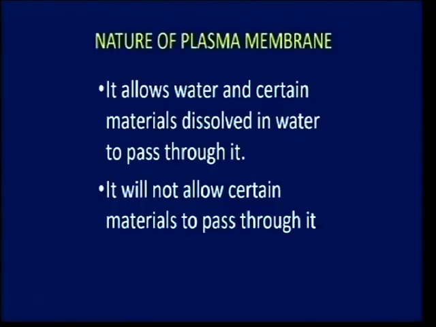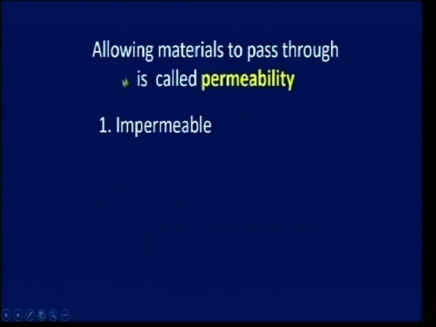So let's see the nature of the plasma membrane. It allows water and certain materials dissolved in water to pass through it. It will not allow certain substances or materials to pass through it. Allowing materials to pass through is called permeability. Impermeable.